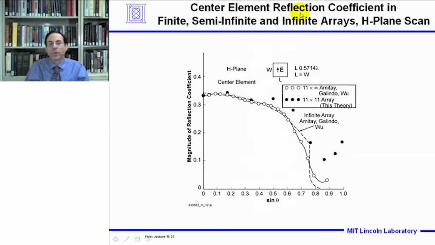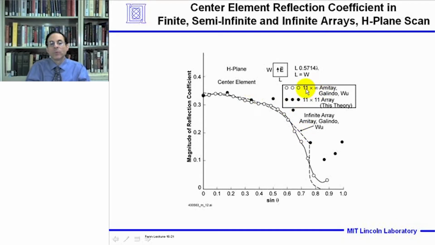This slide shows the center element reflection coefficient for finite, semi-infinite, and infinite arrays for H-plane scan. So we're expressing the H-plane scan angle in terms of sine of theta. This case is analyzed for the case of square waveguide elements with the length equal to 0.5714 wavelengths. And using the method of moments, we're analyzing an 11 by 11 array, the center element.